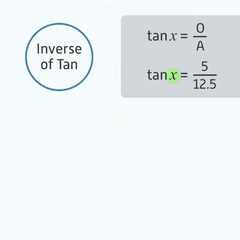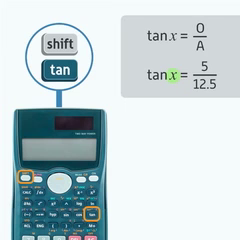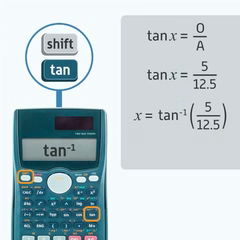To get the angle x by itself, we need to find the inverse of tan. This is shift tan on your calculator and is written as tan to the power -1. Doing this, we get x equals tan to the power -1 of 5 divided by 12.5. Use your calculator to work it out, and we find the angle is 21.8 degrees, correct to 1 decimal place.